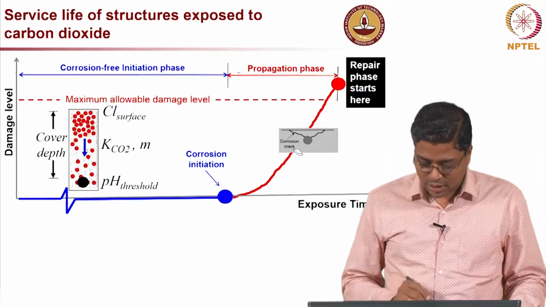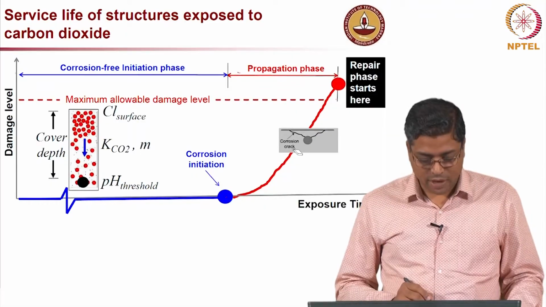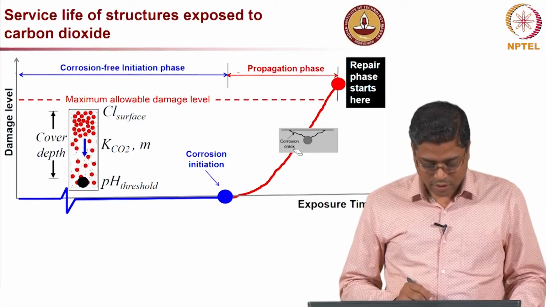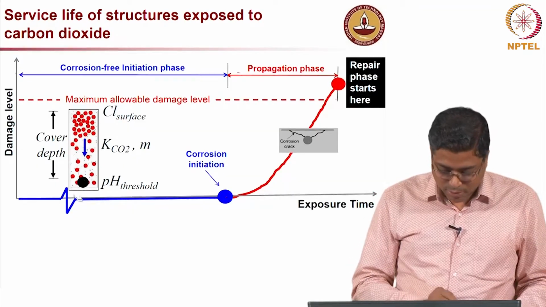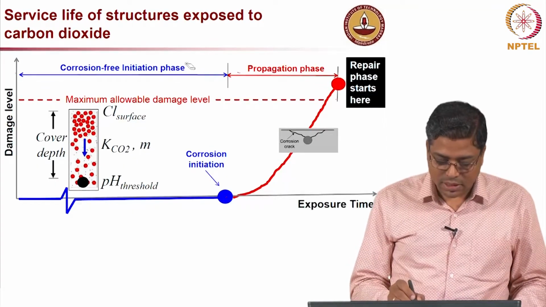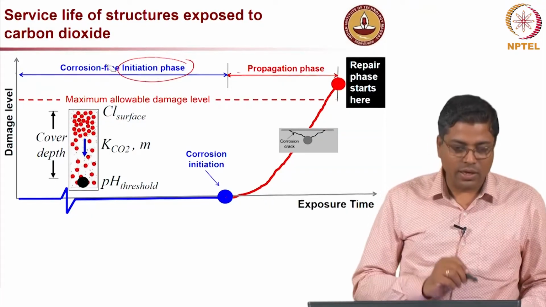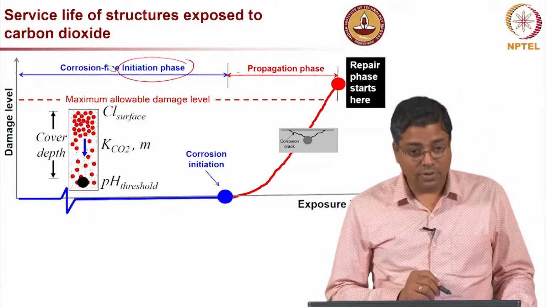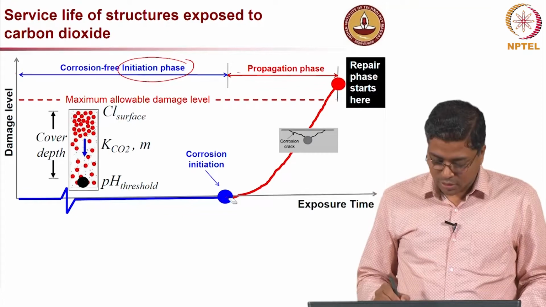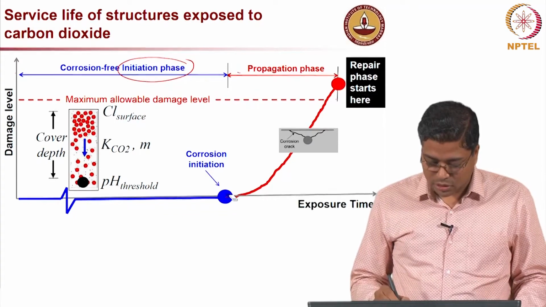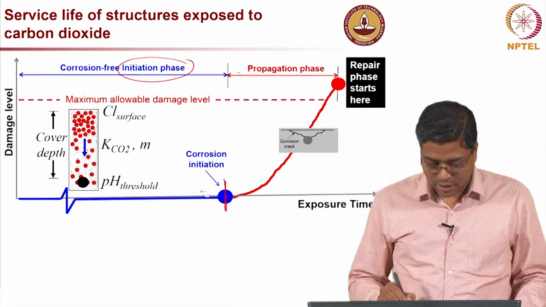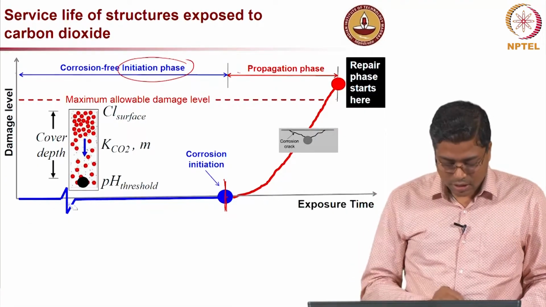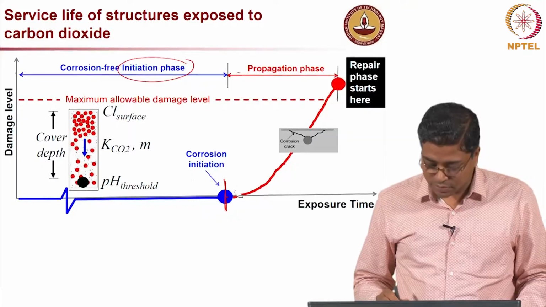What you are seeing here is a schematic of various phases of the service life of a concrete structure. The blue region indicates the initiation phase. Essentially, we can say that is the phase where there is no corrosion happening, because corrosion starts to occur at this time, or the onset of corrosion is right here. So, from here to here there is no corrosion happening.